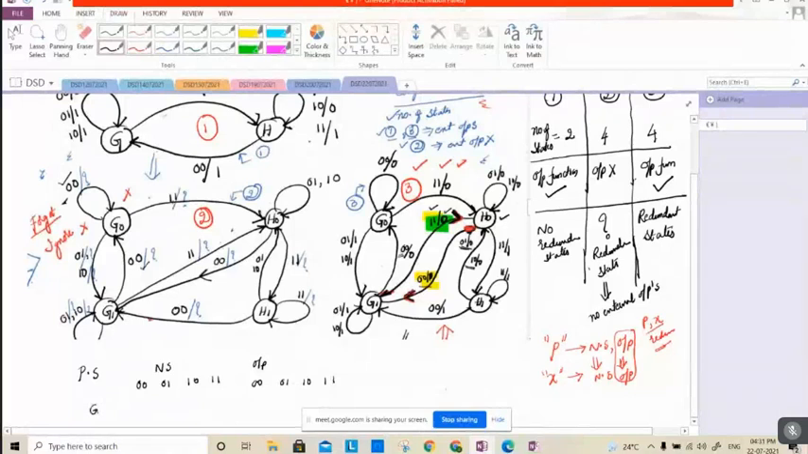Suppose my present state is G naught. And whenever AB is equal to 00, what is my next state?